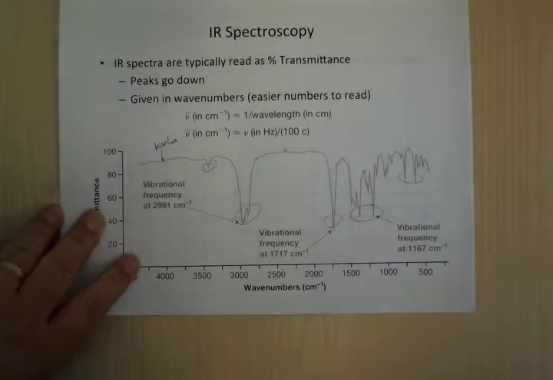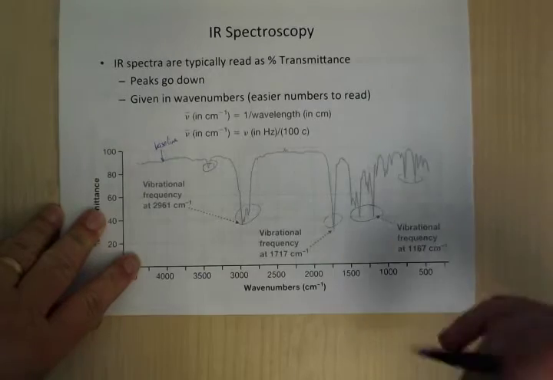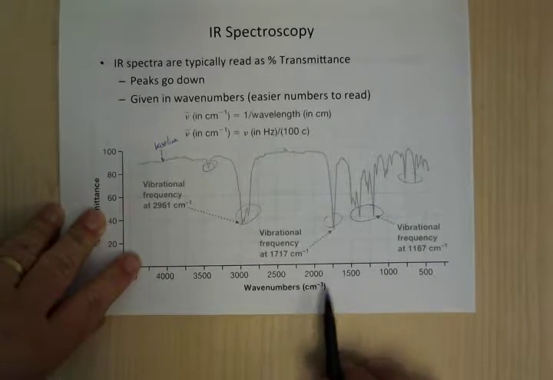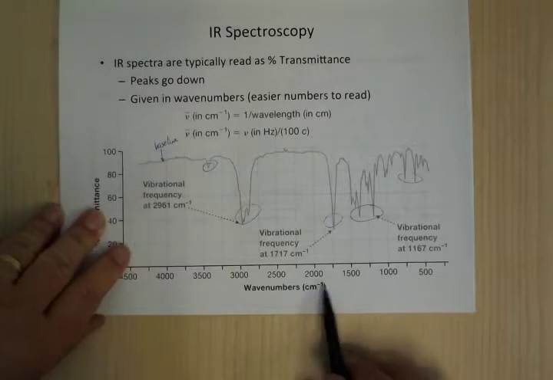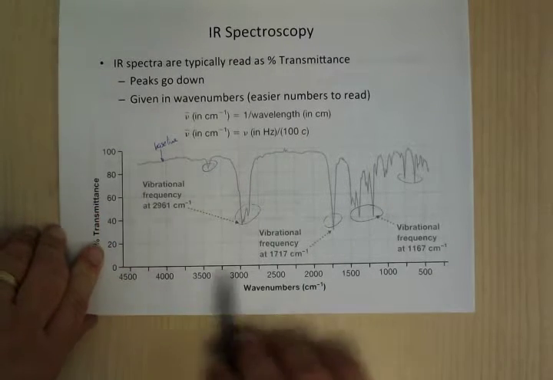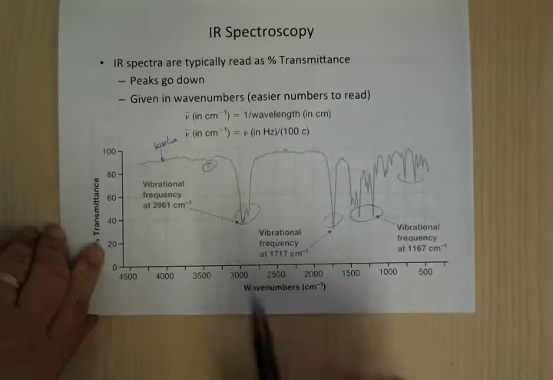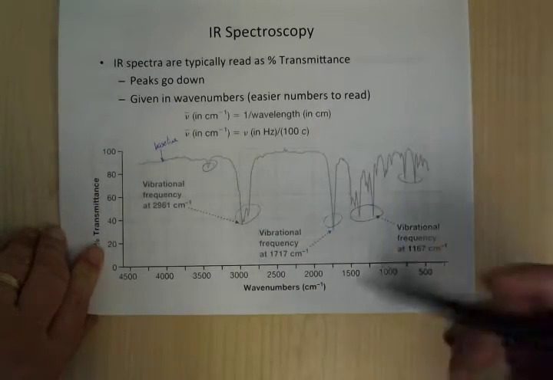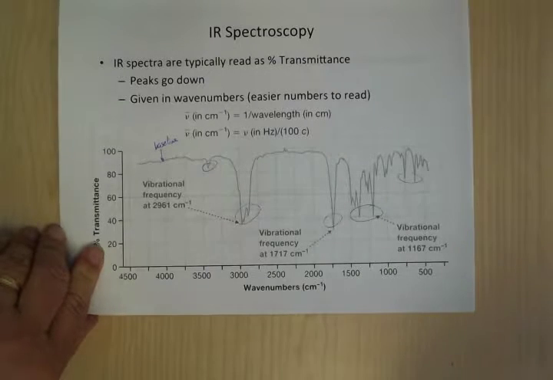There. So this is one of the weird ones where you start at the top and then go down. Okay. Now, typically what's happening, these things are given in wave numbers, in reciprocal centimeters. So it goes from 500 to 4,500. The reason why we do that is that they're just easier numbers to deal with, but all they are is just the inverse of the wavelength. So 1 over the wavelength.